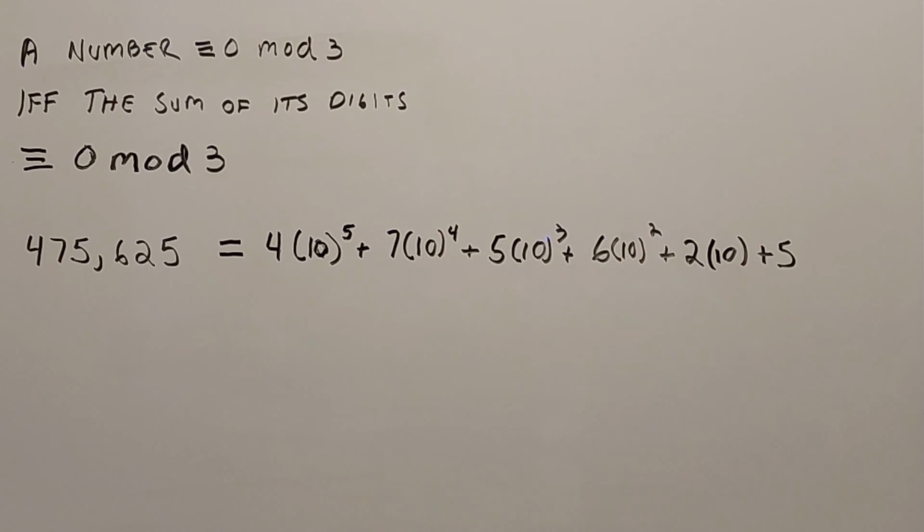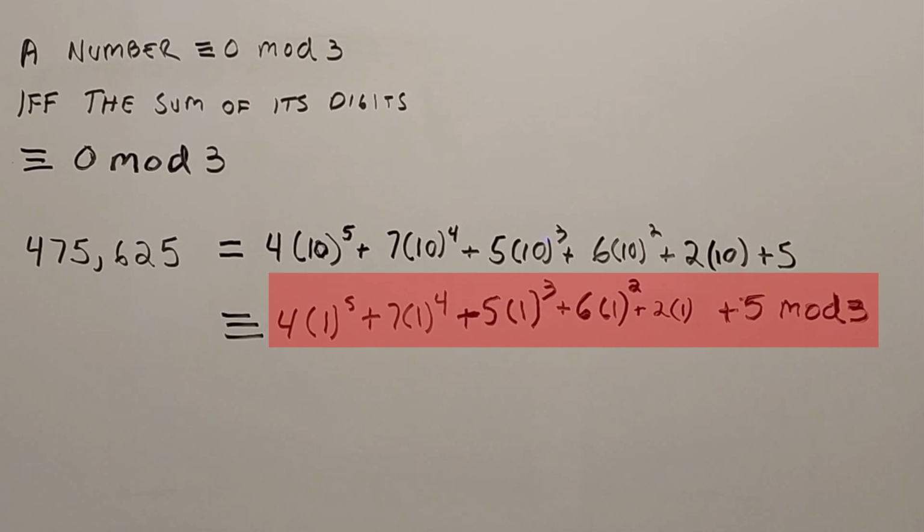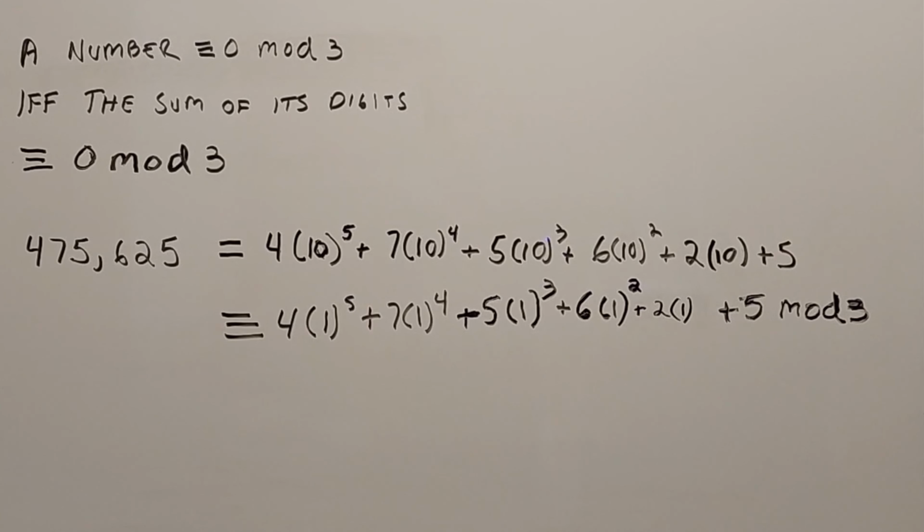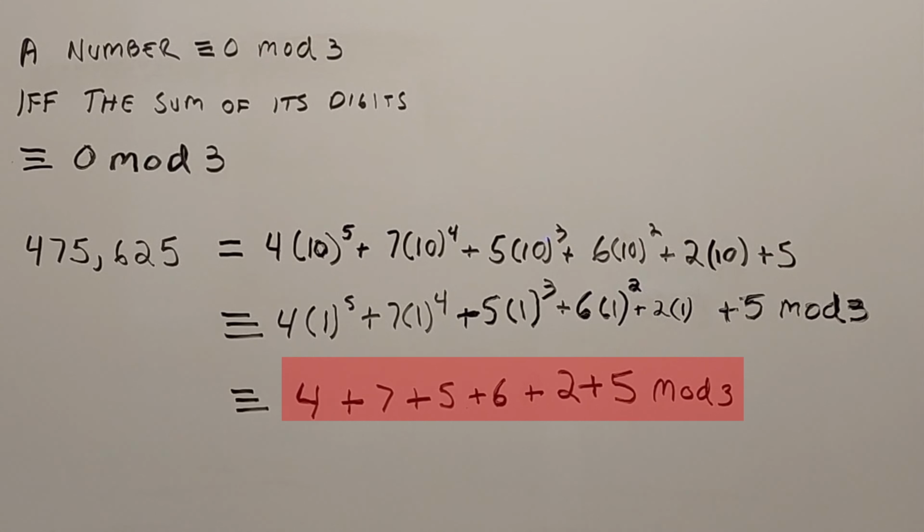That means, based on the work we did in the last chapter, we can replace all the 10s in this expression with 1s, and we would be congruent mod 3, which means that this is congruent to this. And of course, 1 to any power is 1, so all our 1s just drop out of the expression, and we're left with 475,625 is in fact congruent to the sum of its digits mod 3.